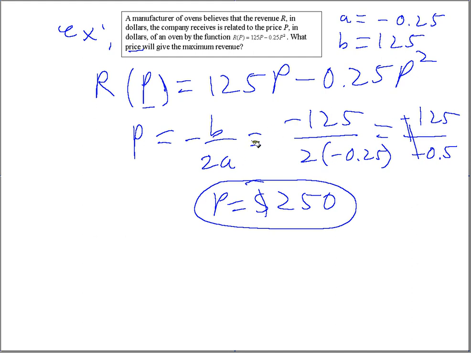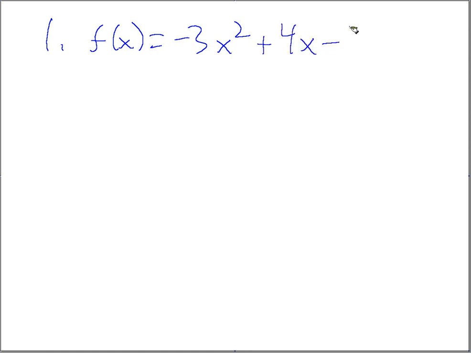Let me give you a couple of problems to find the max and min here and post into Blackboard. Let me just clear out the screen. I'll just do a couple of problems here. So here it is. Let's take a look at this function. f of x equal to, let's say, negative 3x squared plus 4x minus 1.